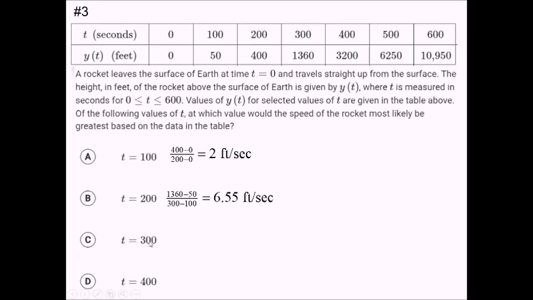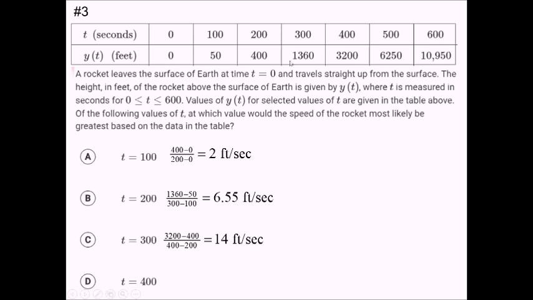And now to estimate the speed at time 300, that'll be 3200 minus 400 over 400 minus 200. I probably don't need a calculator. This is going to be 2,800 divided by 200, which is going to be 14 feet per second. And then what else do we have? So these speeds appear to be increasing. Let's see if that continues now.